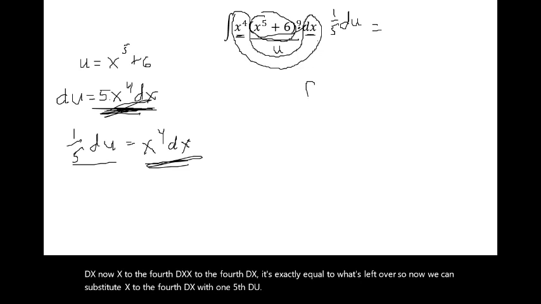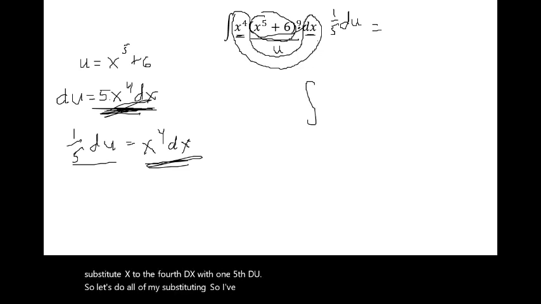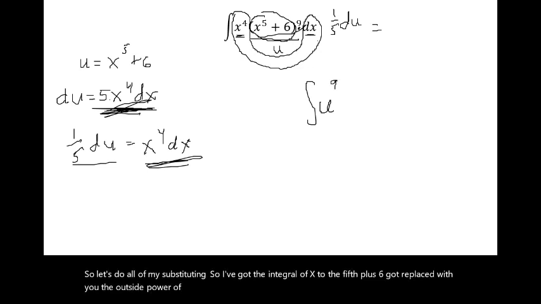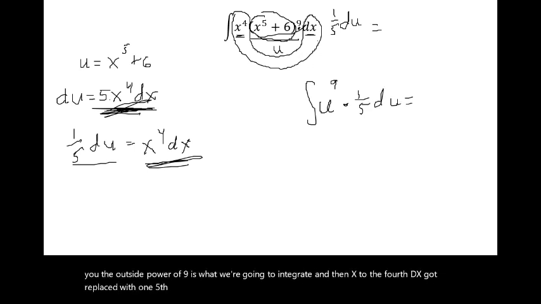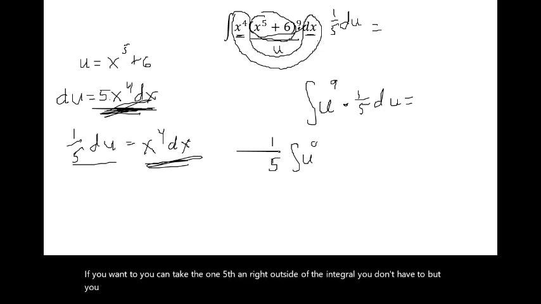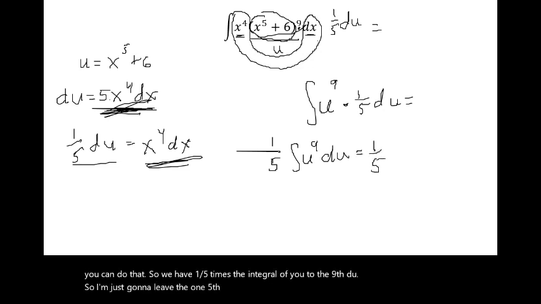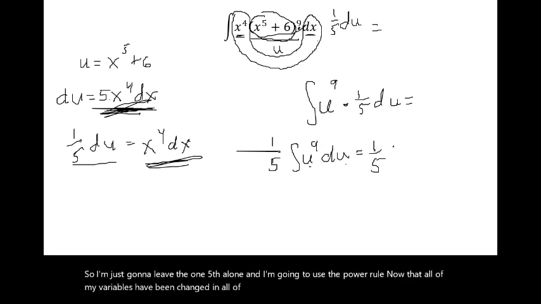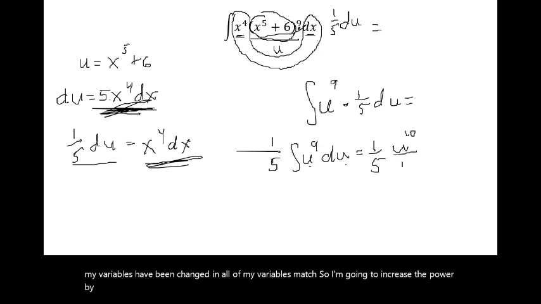So let's do all of my substituting. So I've got the integral of x to the 5th plus 6 got replaced with u. The outside power of 9 is what we're going to integrate. And then x to the 4th dx got replaced with 1/5 du. If you want to, you can take the 1/5 and write it outside of the integral. You don't have to, but you can do that. So we have 1/5 times the integral of u to the 9th du. So I'm just going to leave the 1/5 alone, and I'm going to use the power rule now that all of my variables have been changed and all of my variables match. So I'm going to increase the power by 1 and divide by the new power.